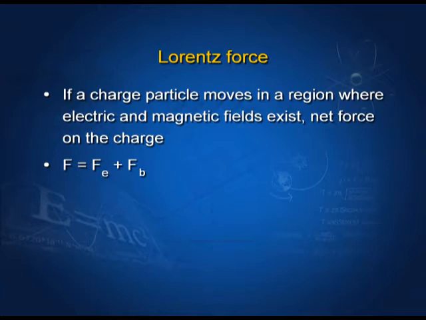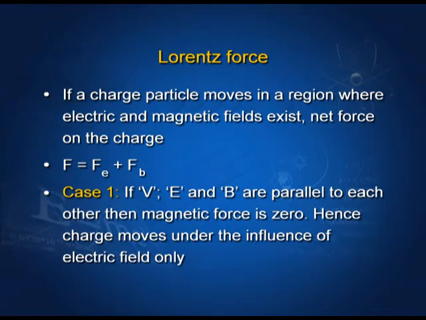So, the net force will be equal to the vector sum of these two forces. The net force F will be equal to Fe plus Fb. Now, there are certain cases. Case number 1: if velocity v, electric field E and the magnetic field B, all the three are parallel to each other, then the magnetic force will be 0 because the magnetic force F equals Q into V cross B. Hence, the charge moves only under the influence of electric field.